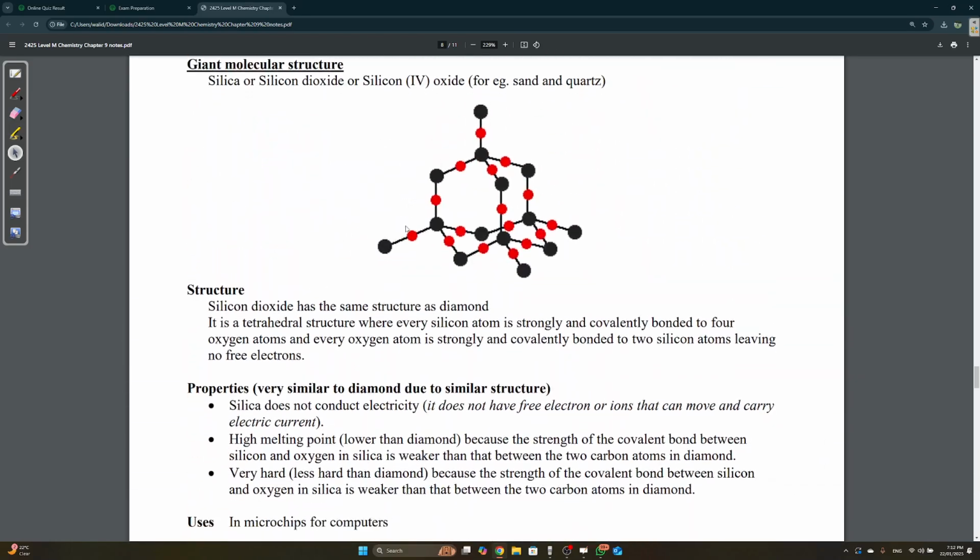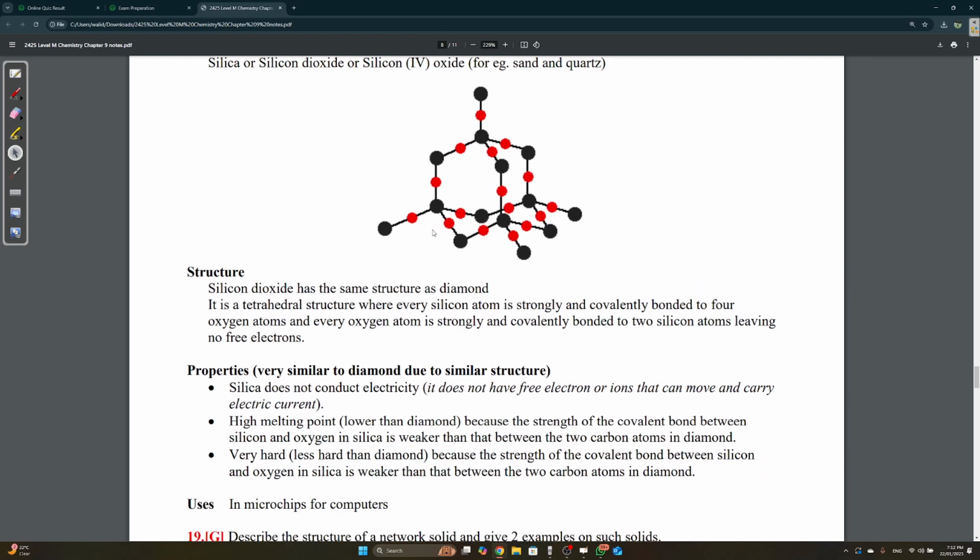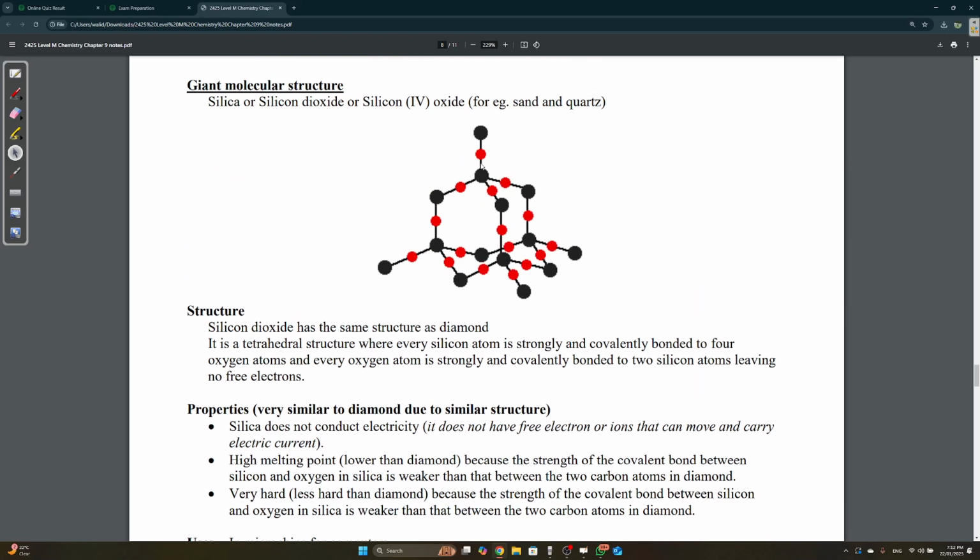I'm going to do silicon dioxide. Silicon dioxide again is a network solid. You need to know that each silicon is bonded to 4 oxygen. The red is oxygen. It's also tetrahedral. Look, 1, 2, 3, 4, connect. You see how we got this tetrahedral? Each silicon atom is bonded to 4 oxygen, and every oxygen is bonded to 2 silicon, right?